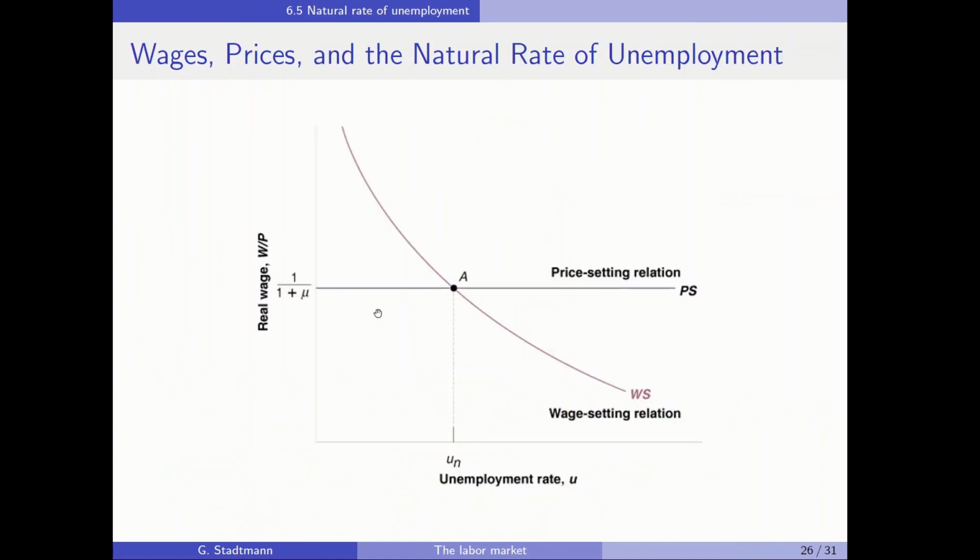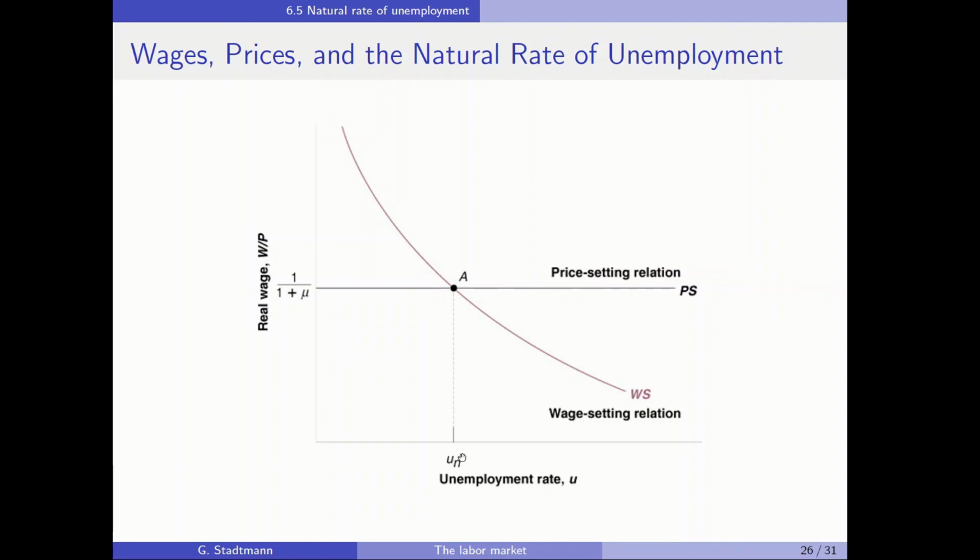So this is the relationship. The wage setting curve is downward sloping. The price setting relationship is a horizontal line. At this point here, 1 over 1 plus mu defines how far the price setting relationship is away from the origin. With two equations, we can solve for two unknown variables. We can solve for the real wage and for the unemployment rate. These are the endogenous variables.